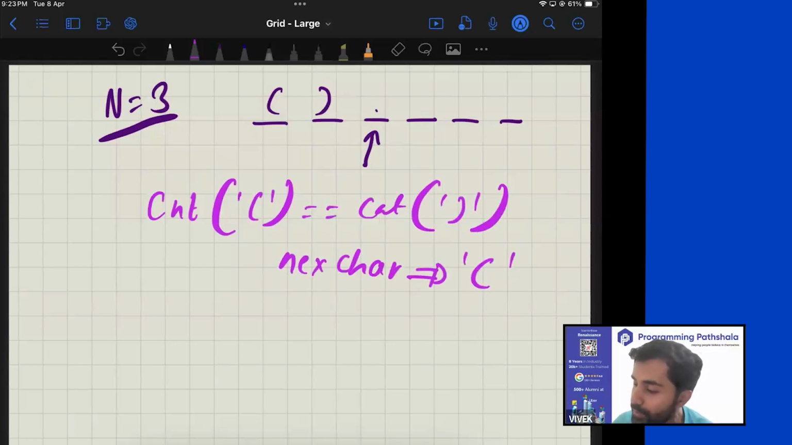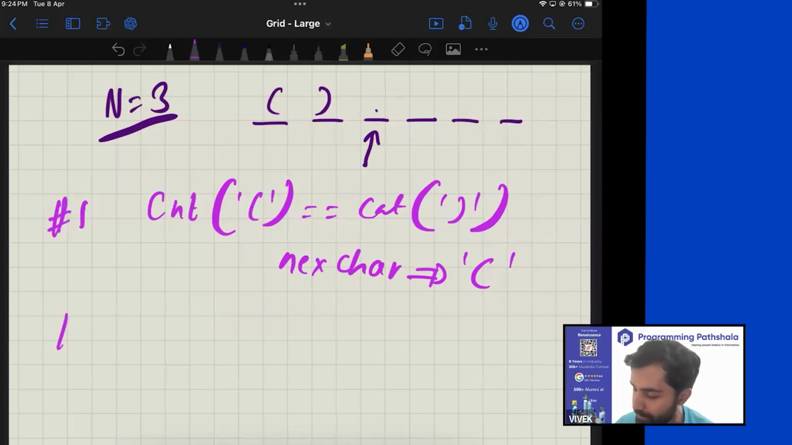Because the moment you put a closing brace here, the count of closing braces will be 2, which is greater than the count of opening braces. And we have just learned that that is not possible. That is not the characteristic of a balanced parenthesis. So if this count is equal to this count, your next character has to be an opening brace only. There is no other choice. Does that make sense? So this is point number 1, which you should understand.